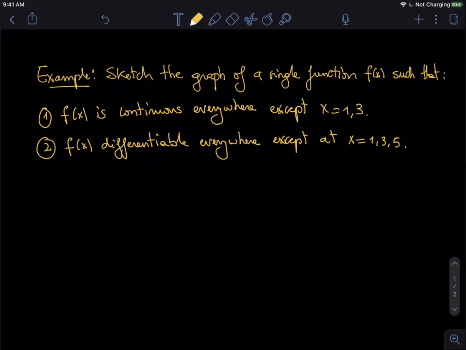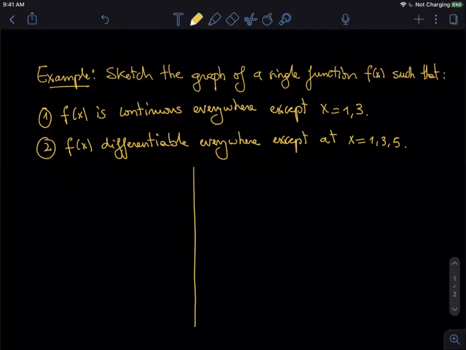Let us do in this video this example where we need to sketch the graph of a single function f such that these two conditions hold. The function is continuous everywhere except for x equal 1 and 3. And then f is differentiable everywhere except at 1, 3, and 5. So let's get to it.